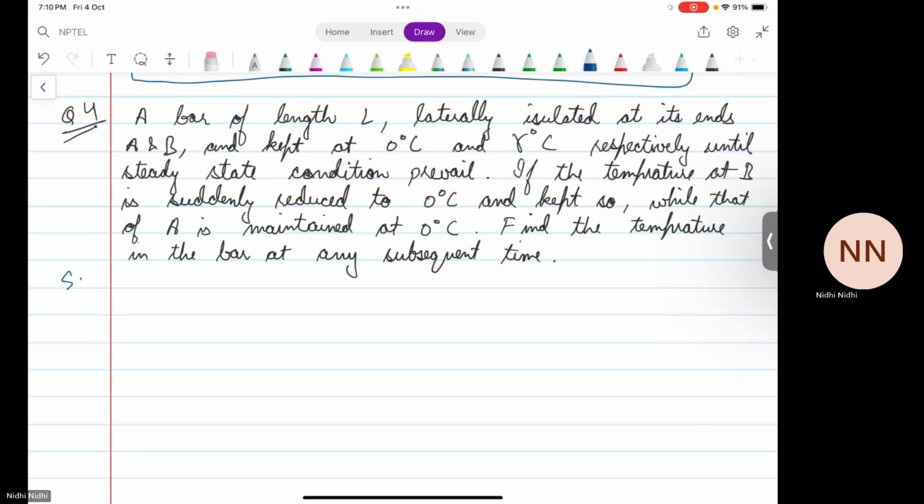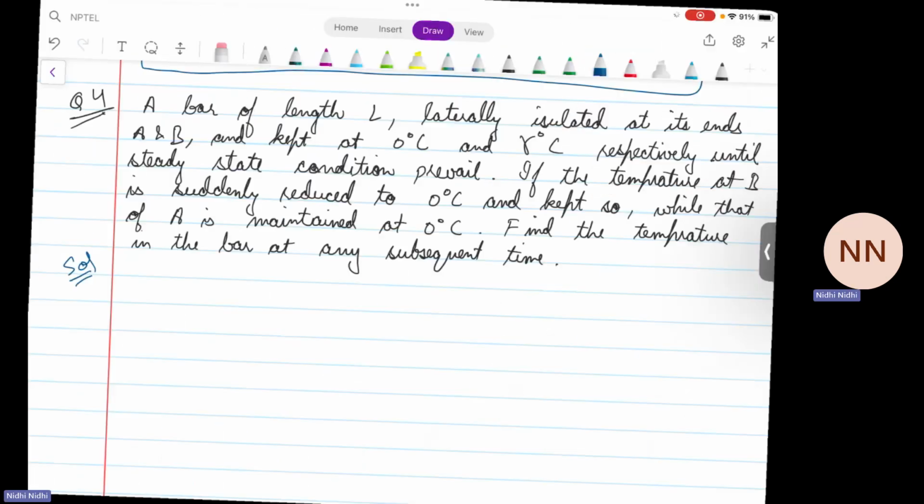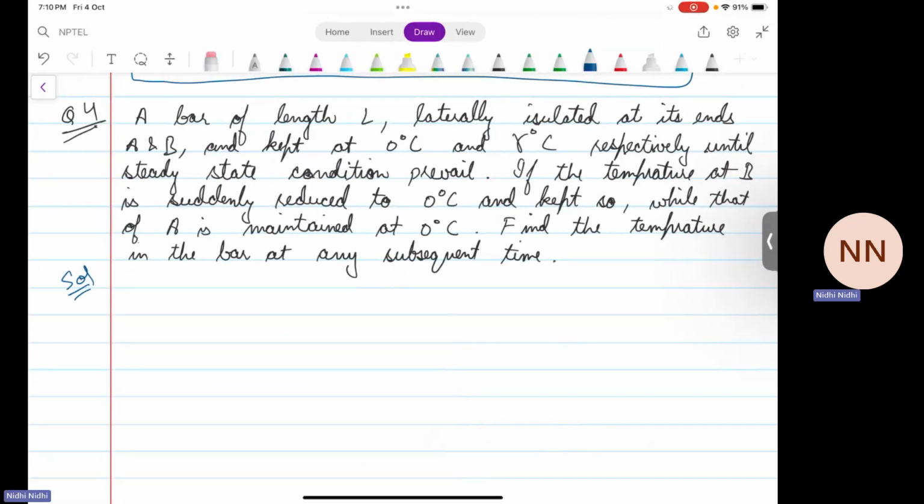Now to understand this problem we need to understand the story behind what they are asking. So see, initially let this be a rod, this be point A and it is the point B. So initially we have kept the temperature at A to be 0 degree Celsius, at B to be gamma degree Celsius, and the condition is steady state.